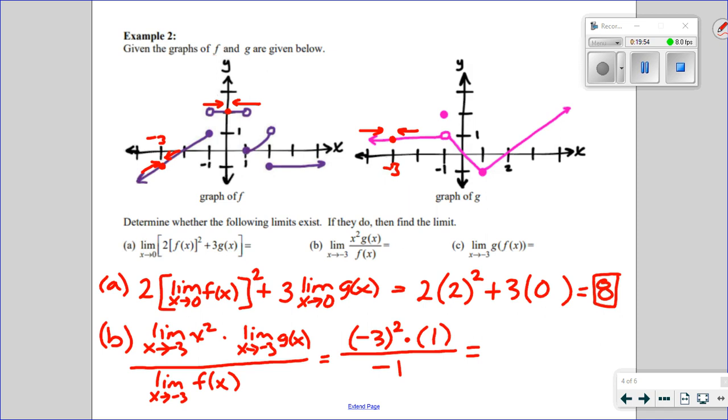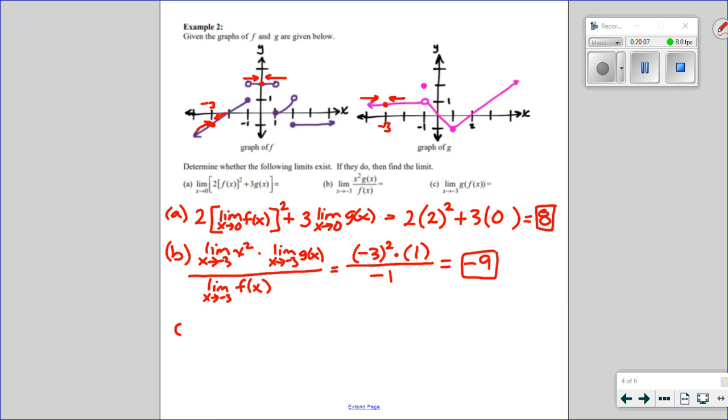Okay, and then if we just work this out, negative 3 squared is 9, 9 times 1 is 9, divided by negative 1 equals negative 9. Okay, let's look at part C.